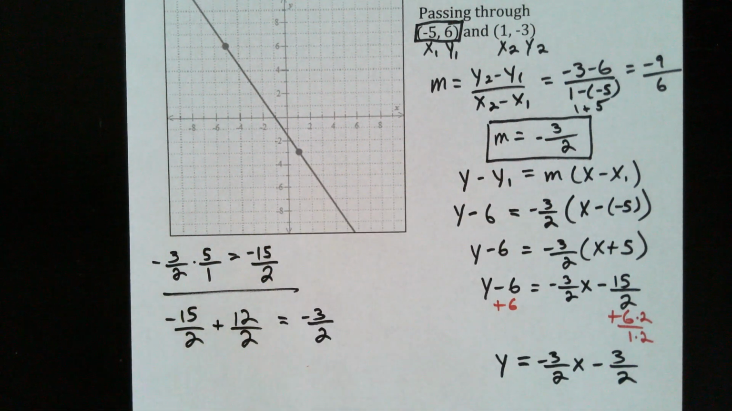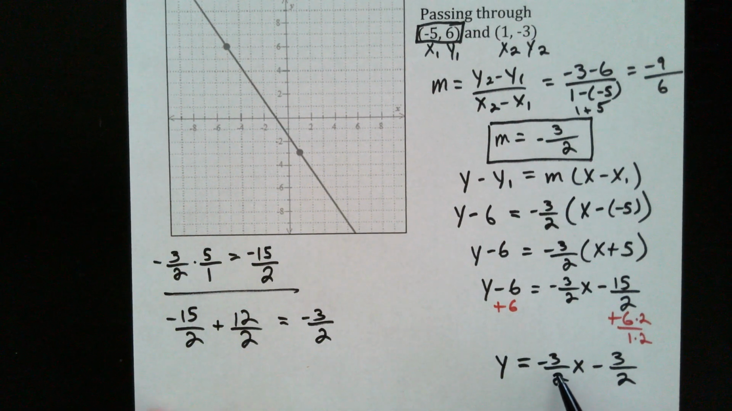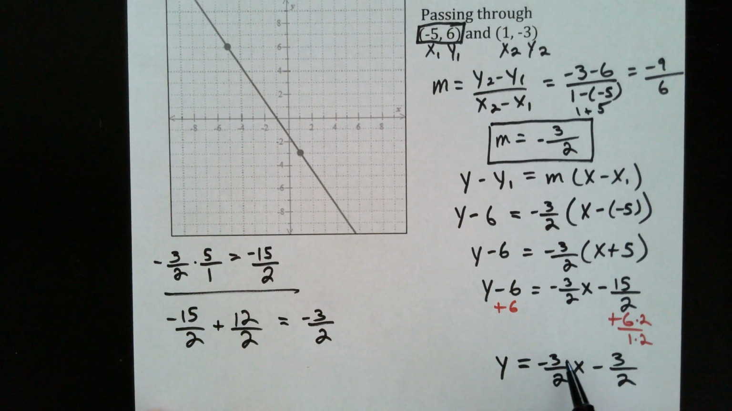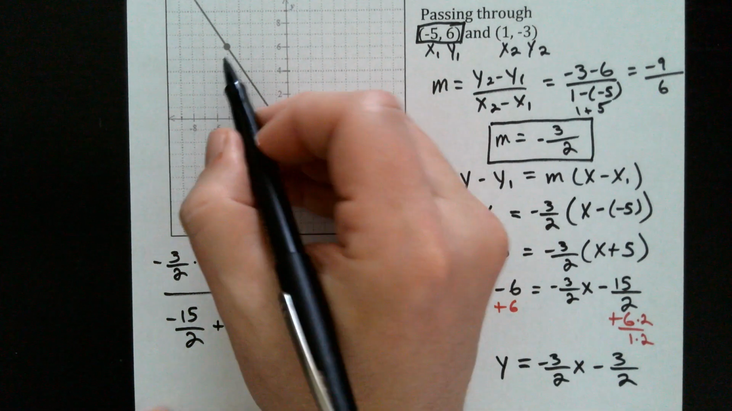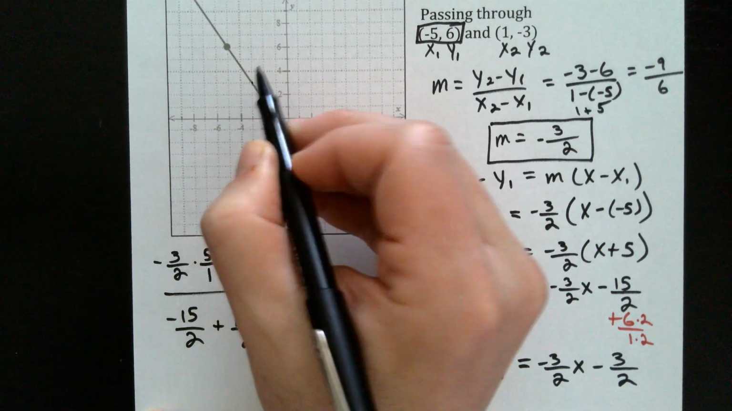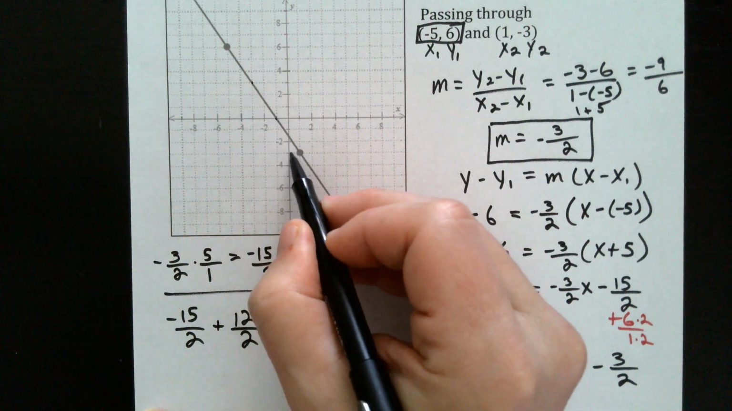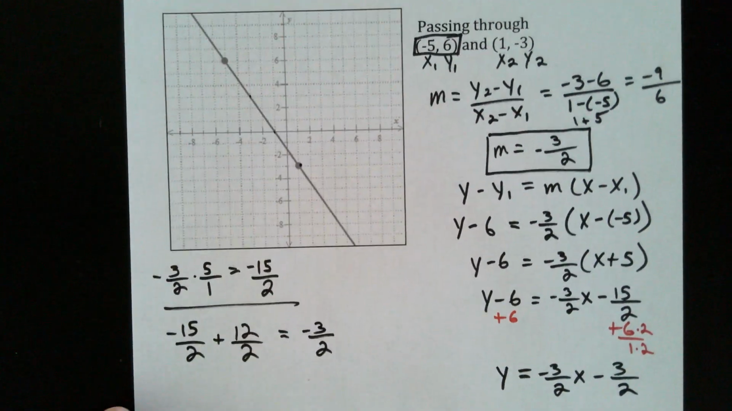So that seems fine. Let's use my slope and see if I stay on my line. So we'll start at the top left point, and I'll go down 3, right 2. So down 3, 1, 2, 3, right 2. I hit the line. Let's try it again. 1, 2, 3 over 2. I hit the line. 1, 2, 3 over 2. I hit the point. So yes, this answer is correct.